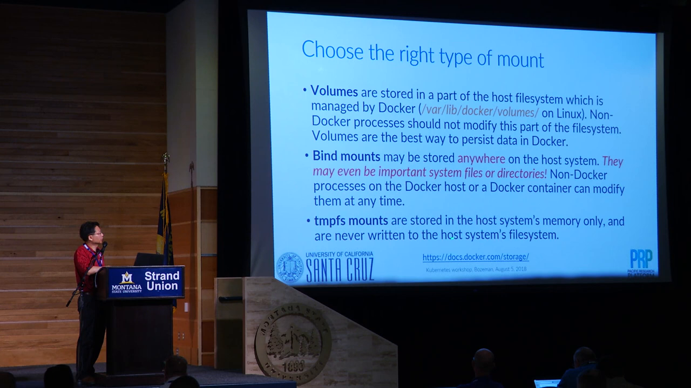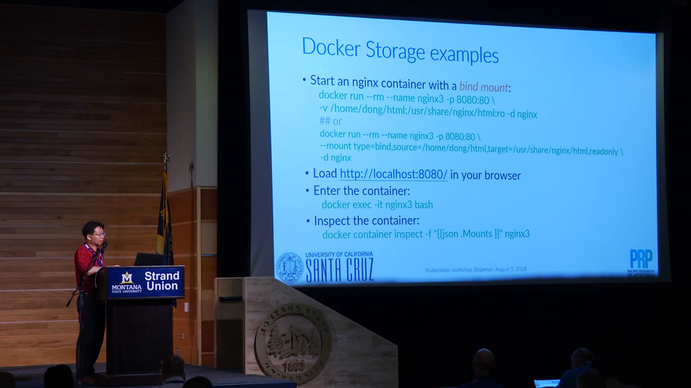So let me give you some examples. So far, we have been doing everything just inside the container. Yes, you can modify the container. But what if you want to run an Nginx web server, but you have some static web content such as images and videos that is stored on your host? One way to do that is to mount a directory in your host to your Docker image.